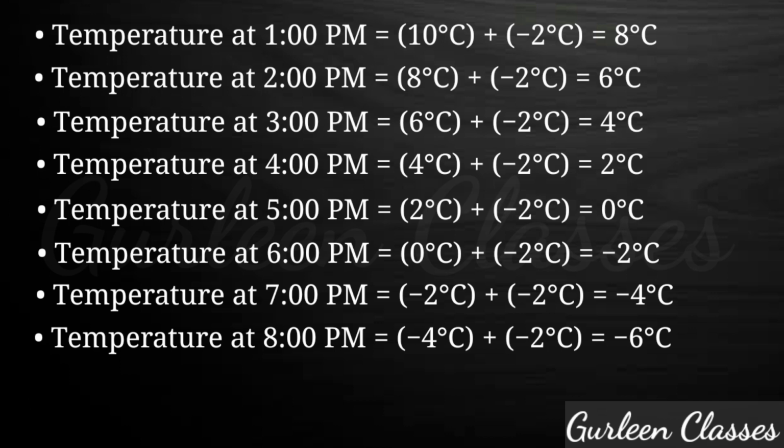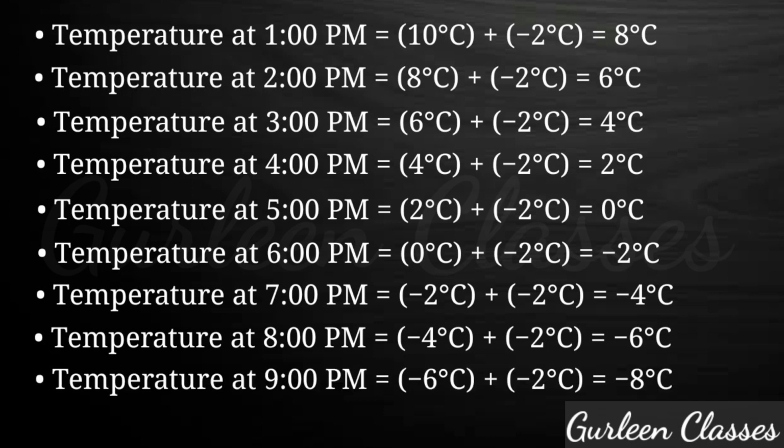Then temperature at 8 p.m. is equal to minus 4 degrees Celsius plus minus 2 degrees Celsius, that is equal to minus 6 degrees Celsius. Then temperature at 9 p.m. is equal to minus 6 degrees Celsius plus minus 2 degrees Celsius, that is equal to minus 8 degrees Celsius. So see students, what they were asking, if it decreases at the rate of 2 degrees Celsius per hour until midnight, at what time would the temperature be 8 degrees below zero? So it is at 9 p.m.